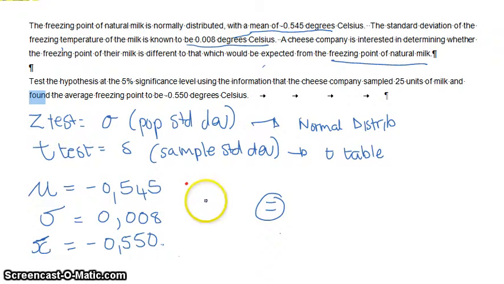But let's decide whether we're going to use a Z-test or a T-test. Because we are not given the sample standard deviation, this is going to have to be a Z-test. And because we are going to have an equal to sign in our null hypothesis, it will be a two-tail Z-test. That would be most applicable for the starter.